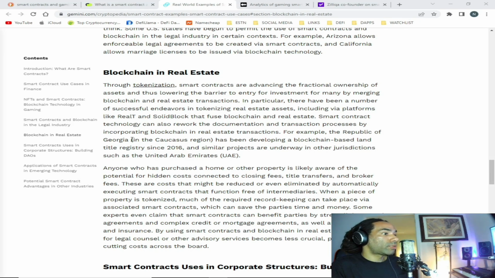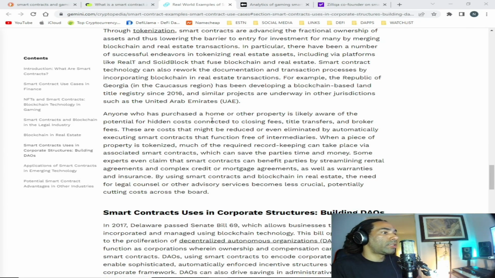For example, the Republic of Georgia in the Caucasus region has been developing a blockchain-based land title registry since 2016. And similar projects are underway in other jurisdictions such as the United Arab Emirates. Anyone who has purchased a home or other property is likely aware of the potential for hidden costs connected to closing fees, title transfers, and broker fees. These are costs that might be reduced or even eliminated by automatically executing smart contracts that function free of intermediaries.